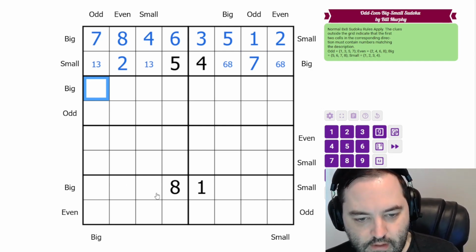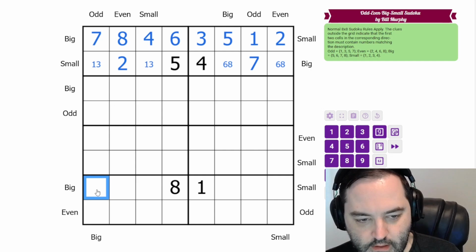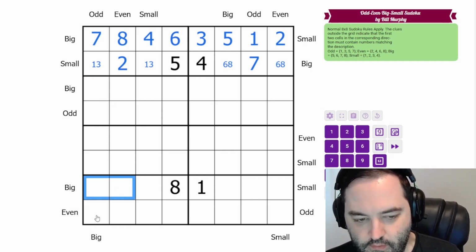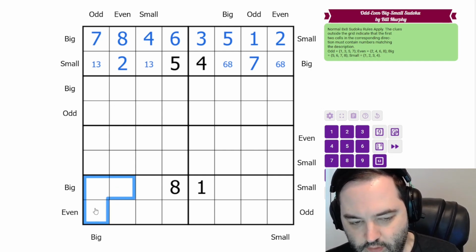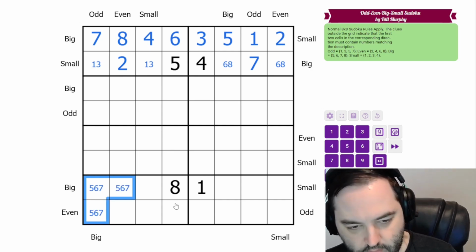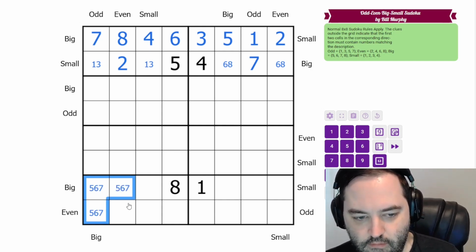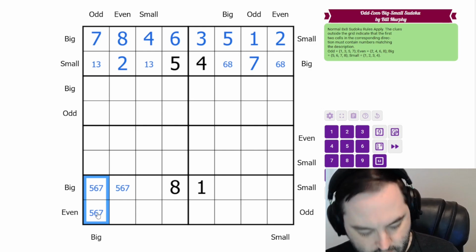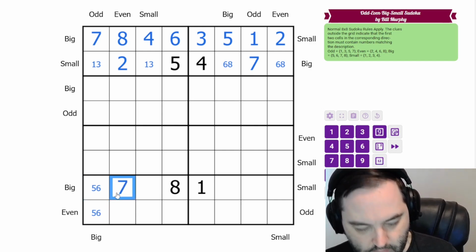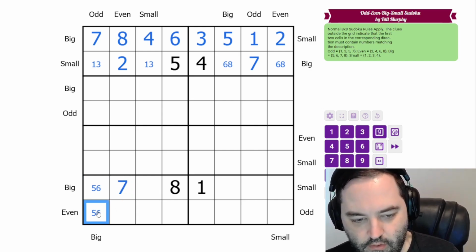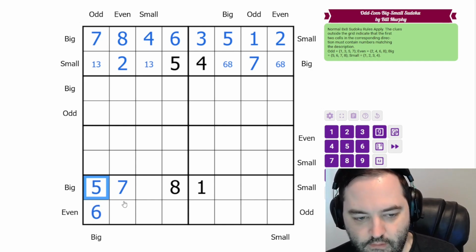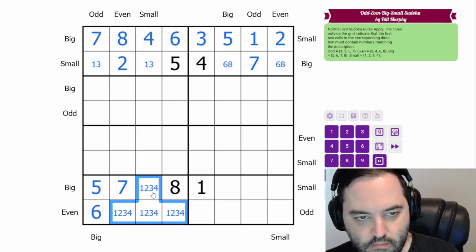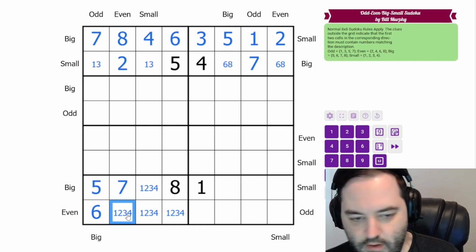Alright, let's go down here now. Here we have big digits in these 2 cells, but we also have big digits in these 2 cells, and we have an 8 in the box. So our big digits are 5, 6, 7. And the 7 here means this has to be 7. And the even clue here means this has to be 6, and this is 5. These are from 1, 2, 3, 4. They are our low digits. This one has to be even though, and it's not 2, so it's 4.